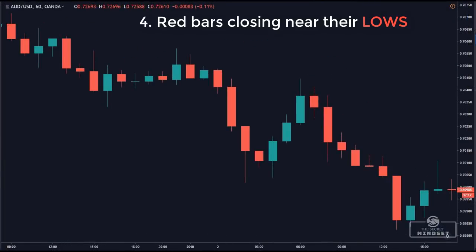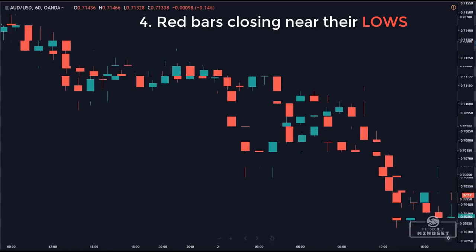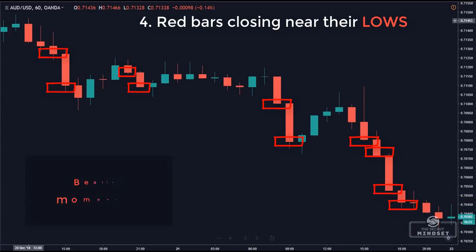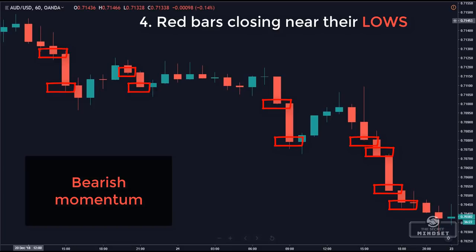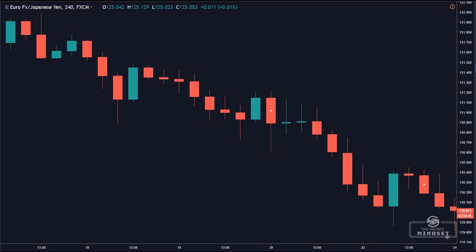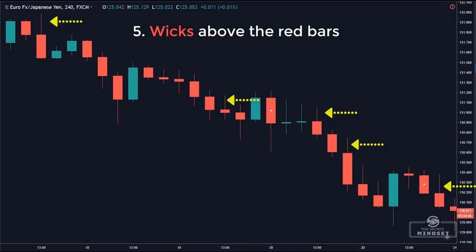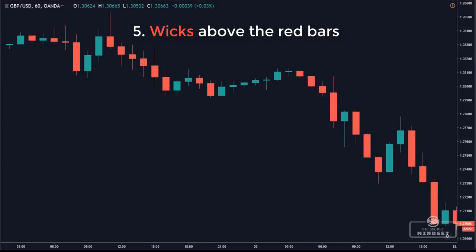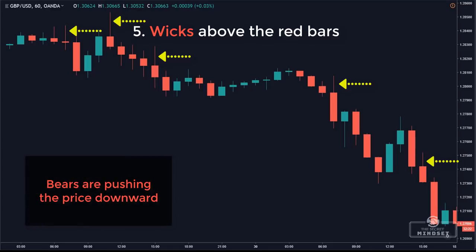Also, during a bear-controlled market, we will see the red bars closing near their lows. This price action suggests a good momentum on the downside. We will also see a lot of wicks above the red bars. This represents a good signal that the bears are in control of the market and are successfully pushing the price downward, despite the initial reaction of the bulls.